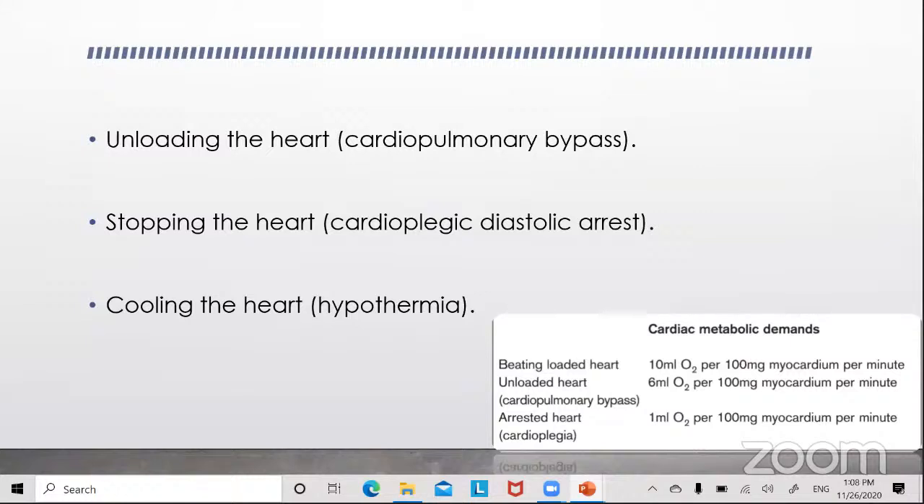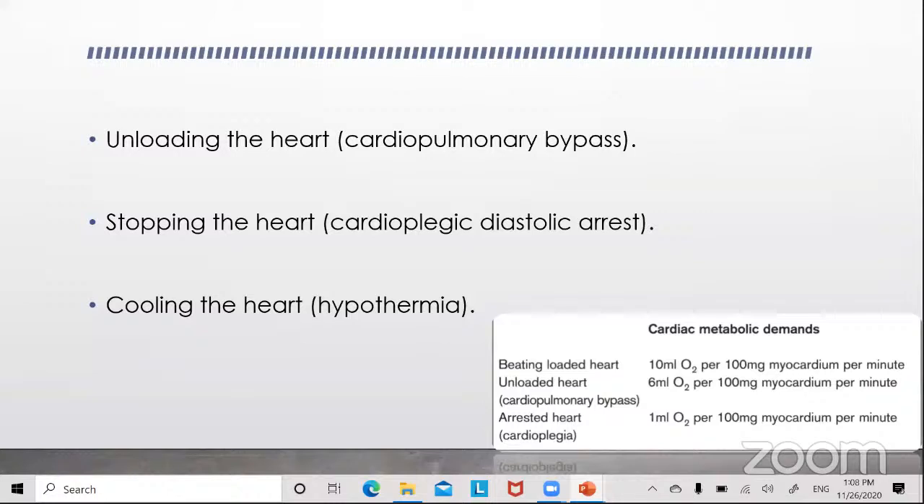O2 demand is reduced by around 90% simply by arresting the heart at normothermia. So maintenance of arrest during the cross-clamp period is essential. In the table here, you can see the difference of O2 demand in the beating heart, after putting the patient on cardiopulmonary bypass, and after delivery of cardioplegia. You can see it's decreasing by around 90%.